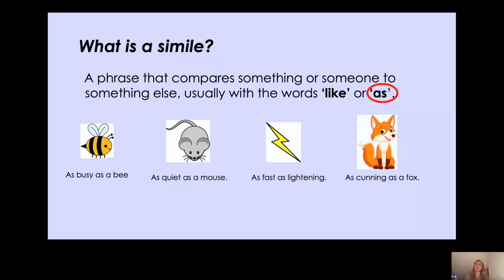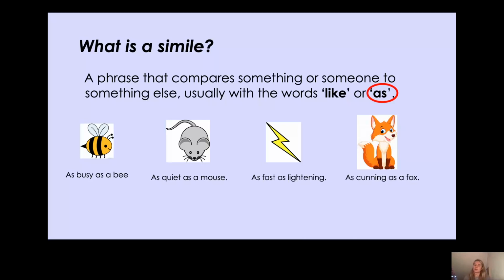So we might be describing here a person who is always busy. And then we have as busy as a bee. Well, if we think about bees, they're always flying around, aren't they? They're always very busy, always moving. So therefore, we think of a bee as being very busy. So if a person is very busy, we can compare them to a bee that we know is very busy as well. And we can say this person is as busy as a bee.